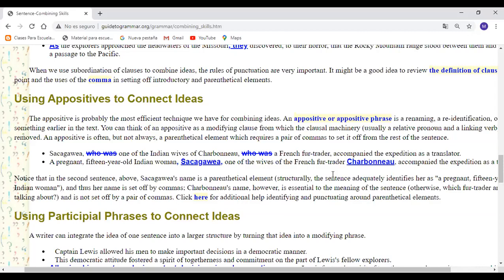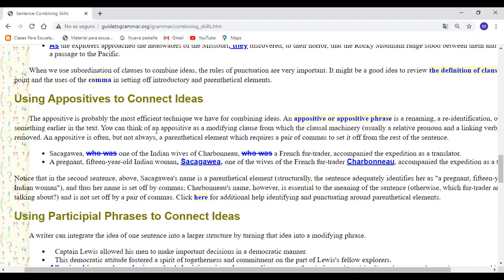Are you done? So, Mr., the only thing that we have to do was copy the first example and underline the appositive? Yes. Okay. Number 2, guys. Rule number 2.